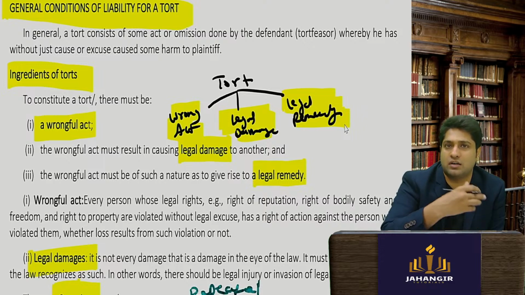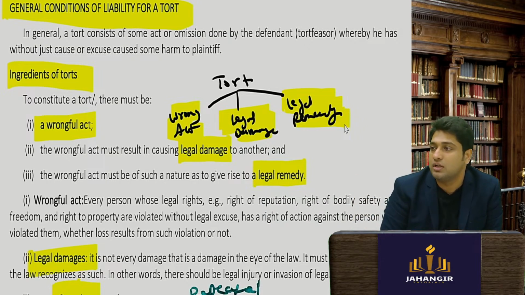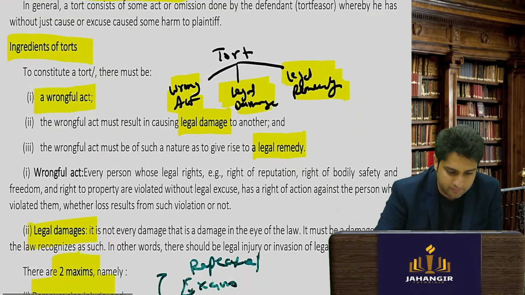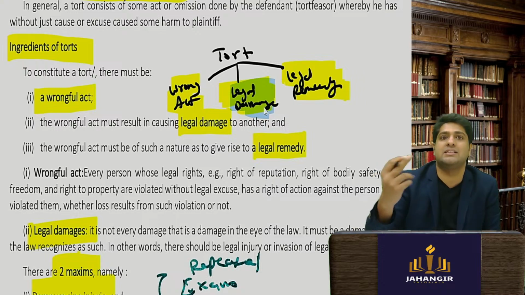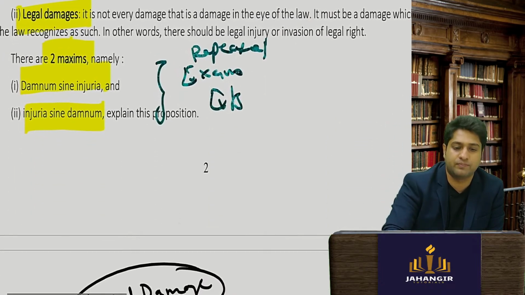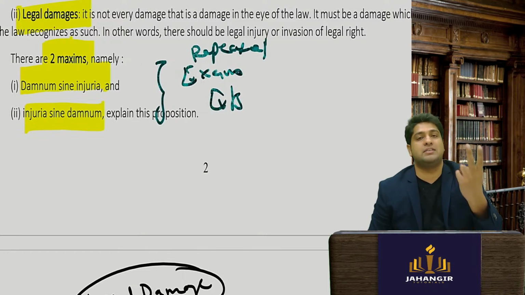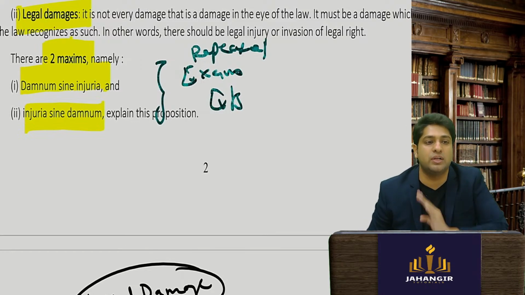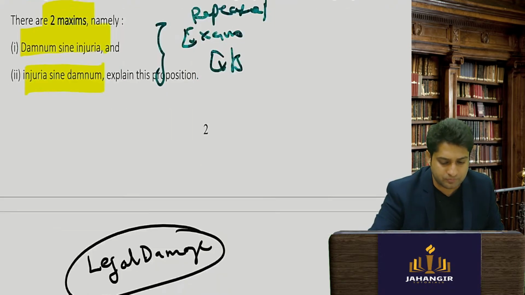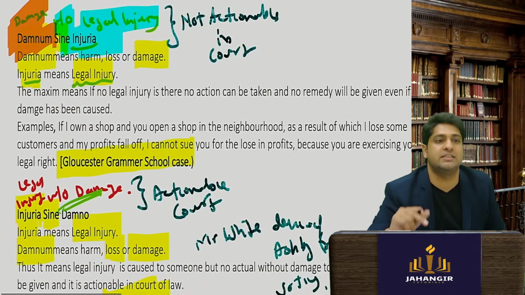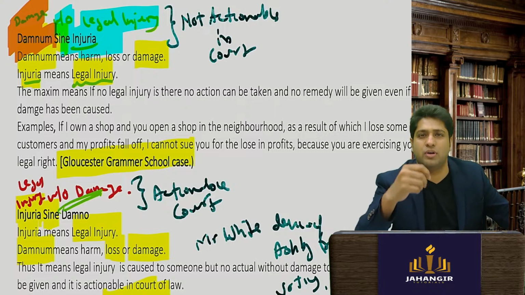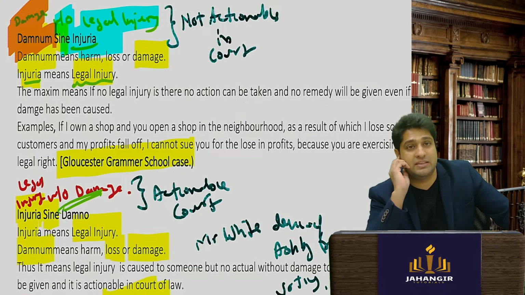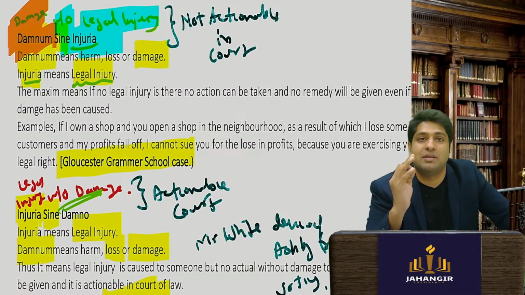The remedy could be telling the person not to do it, which is called an injunction, or telling him, listen, you pay him compensation. These are all remedies the law can provide. Now in legal damage, there are a few maxims which have also come in the exam: damnum sine injuria and injuria sine damno. So what is this? First is damnum sine injuria. Damnum means a damage. We are seeing two maxims which come in the exam, which you have to know.